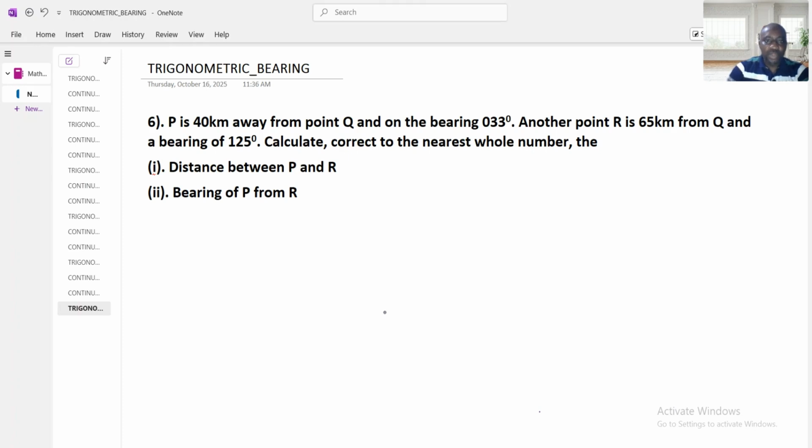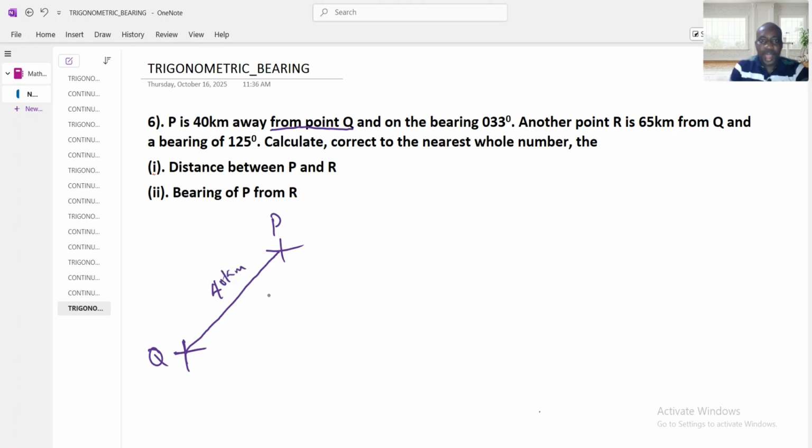The first thing we are going to look at here is where is the starting point? Is it P or Q? If you look at the question, it says from point Q. It means that Q is the starting point. Therefore, on the bearing of what? 33 degrees. Let's draw 33 from here like this. And this place will be P, because P is 40 kilometers. Let's put the 40 kilometers here.